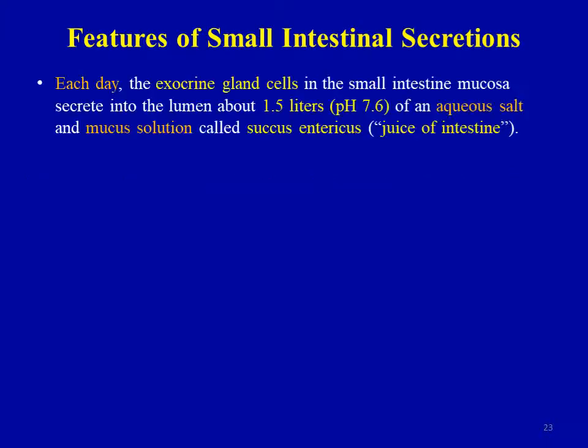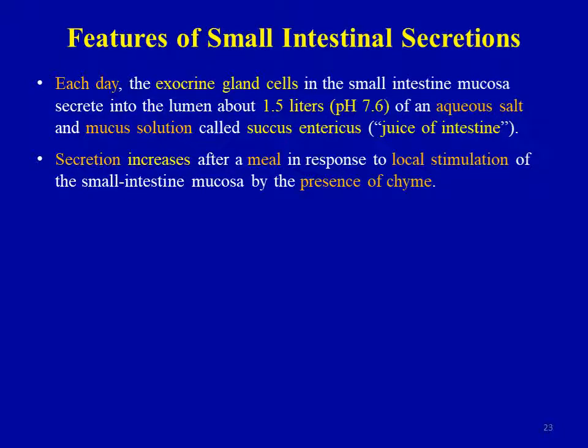The small intestine secretions. Each day, the exocrine gland cells in the small intestine mucosa, and we are talking about the crypts of Lieberkühn, secrete into the lumen of the small intestine about 1.5 liters of intestinal juice. It has a slightly alkaline pH, about 7.6, and this solution is composed mainly of water, salts, and mucus. This is called succus entericus, or the juice of the intestine.